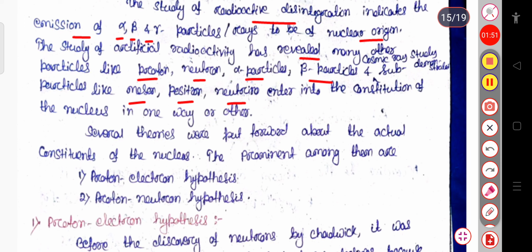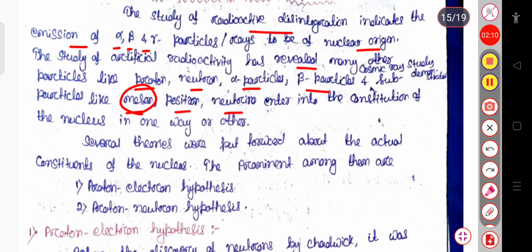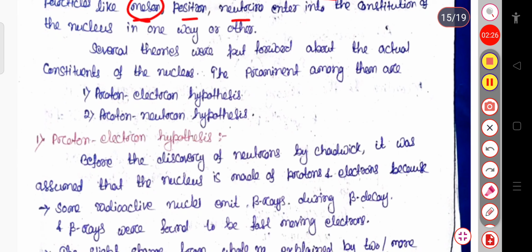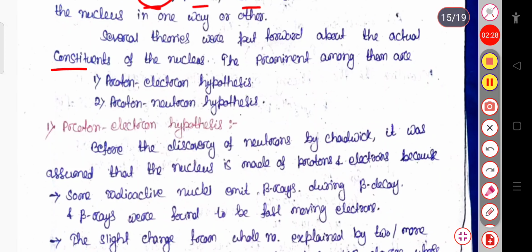These particles, the positron and neutrino, we are going to discuss in our particle physics, that is in your unit 4, particle physics, covering meson, positron, neutrino, etc. The basic thing is that radioactive disintegration indicates the emission of alpha, beta and gamma particles, and this radioactivity has revealed the existence of the proton, neutron, etc. Now, several theories were put forward about the actual constituents of the nucleus.